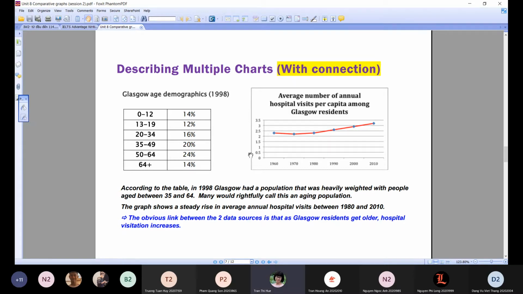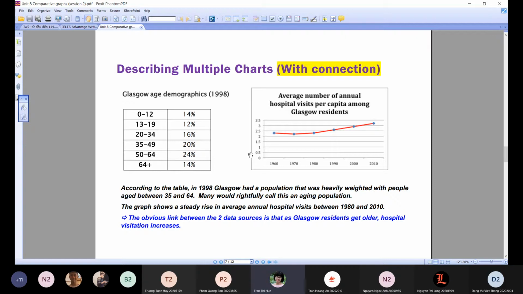Okay, so the first one here is a table, Glasgow Age Demographics in 1998. Demographics means the characteristics of the population. Các đặc tính của dân số, hình thái dân số, right?